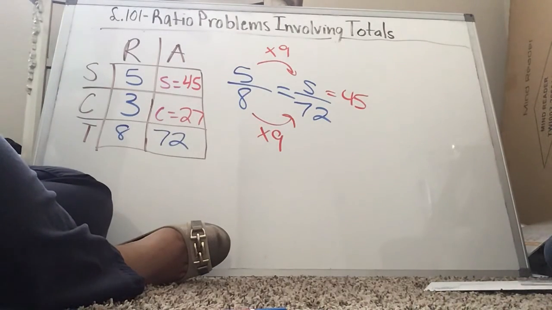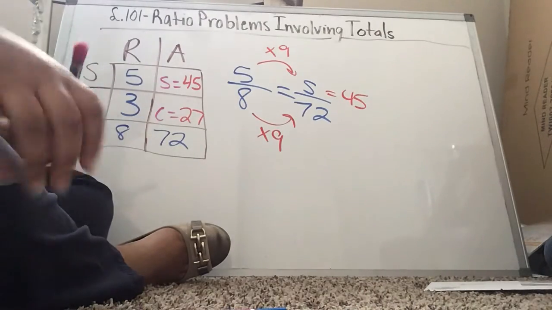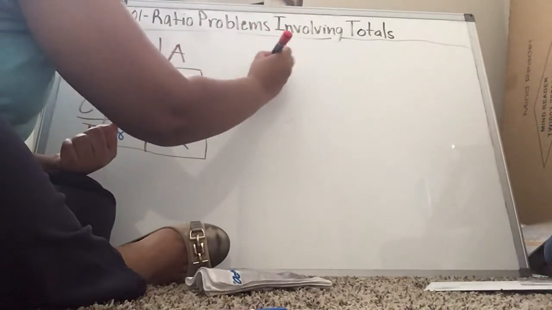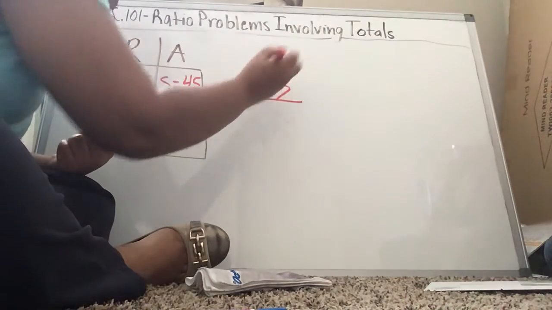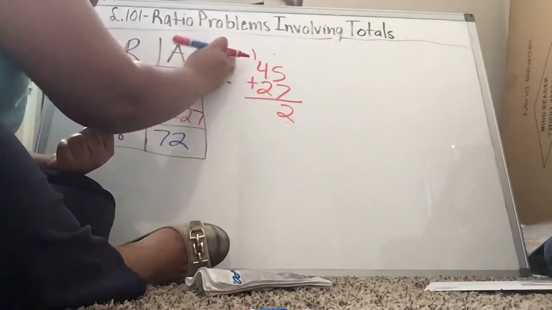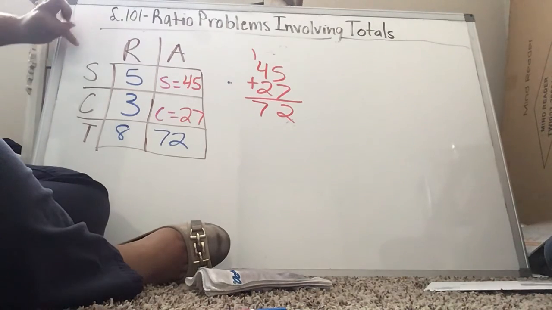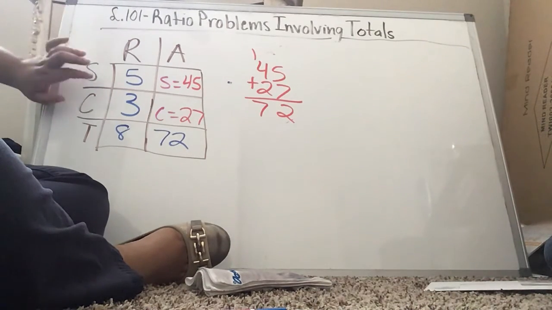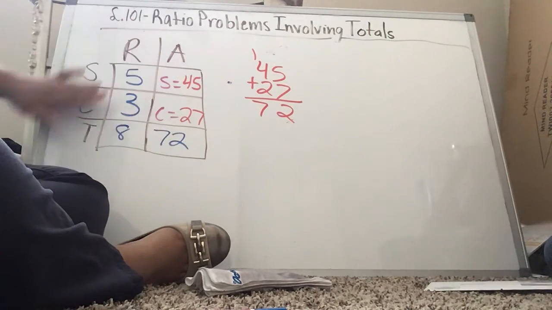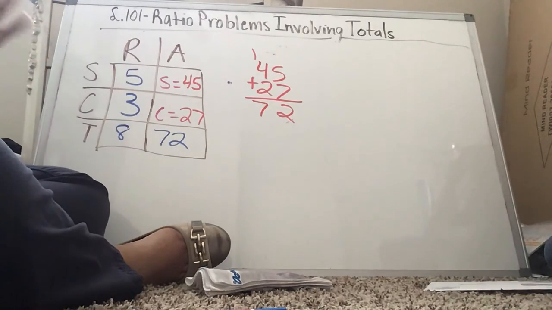Hopefully that's not bothersome, but we're going to go ahead and check our work by adding the sparrow and crow amounts we got. So 45 plus 27 should get us 72. 5 plus 7 is 12. Carry the 1, 4 plus 2 is 6, plus 1 is 7. And you do get 72. So according to this ratio, for every 5 sparrows, there are 3 crows. And if you have 72 birds altogether, 45 of them will be sparrows and 27 of them will be crows. So that's it for your lesson today.